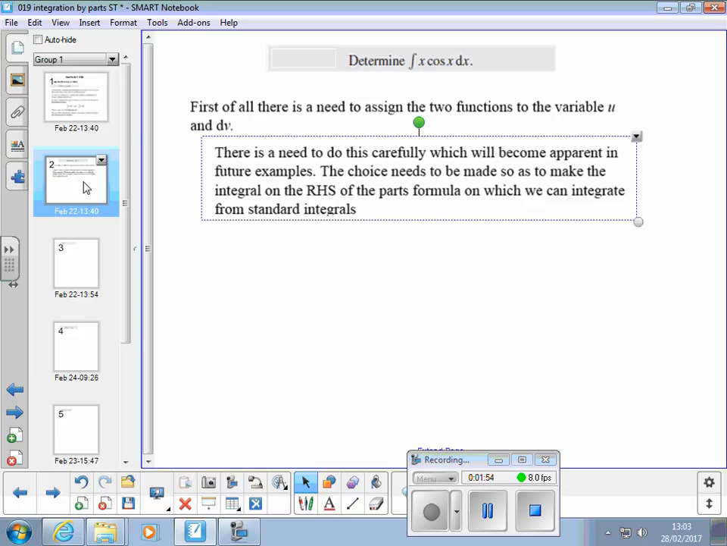So if we take the integral of x times cos x dx, first of all, you need to assign the two functions to the variables. There's a need to do this carefully, as will be apparent in later examples. It's not always arbitrary which one you choose for dv. This needs to be done so that the integral on the right hand side, after inserting into the formula, is one that we can integrate. So it needs to be simpler than what you've already got, effectively.